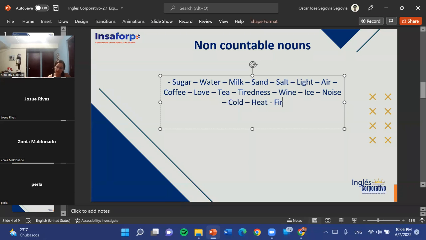The same for fire. Snow. Oh, snow. Snow. Yes. Very good. What is heat? Heat, ese es calor. Oh, heat, okay. Cold es frío, heat, calor.